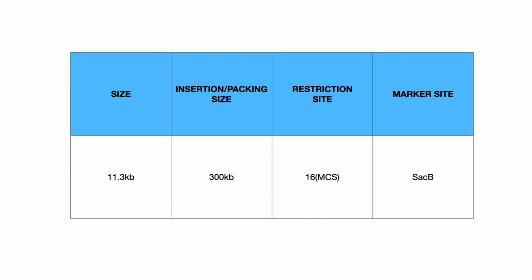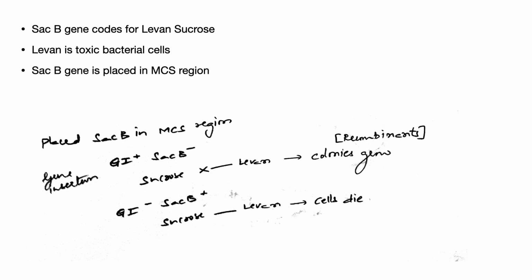Over here, the SACB, rather than being an antibiotic resistant, it is a gene which codes for levansucrase. This levansucrase utilizes sucrose to form levan and it is toxic to the bacterial cells. The SACB gene is placed in the MCS region, so if the gene of interest is incorporated, then the SACB gene is inactive and hence the sucrose is not utilized to form levan.